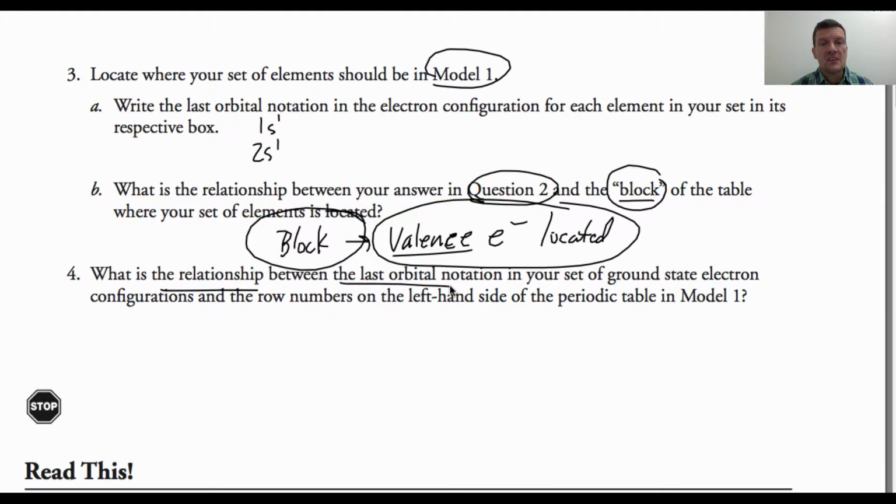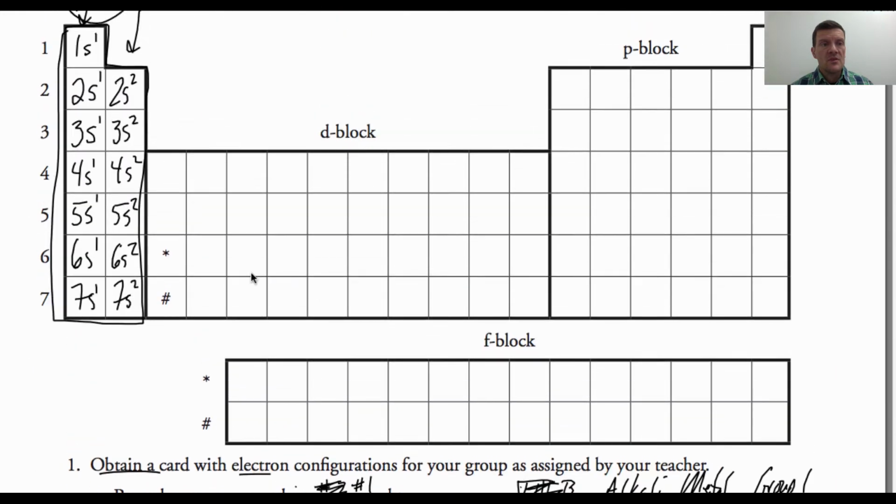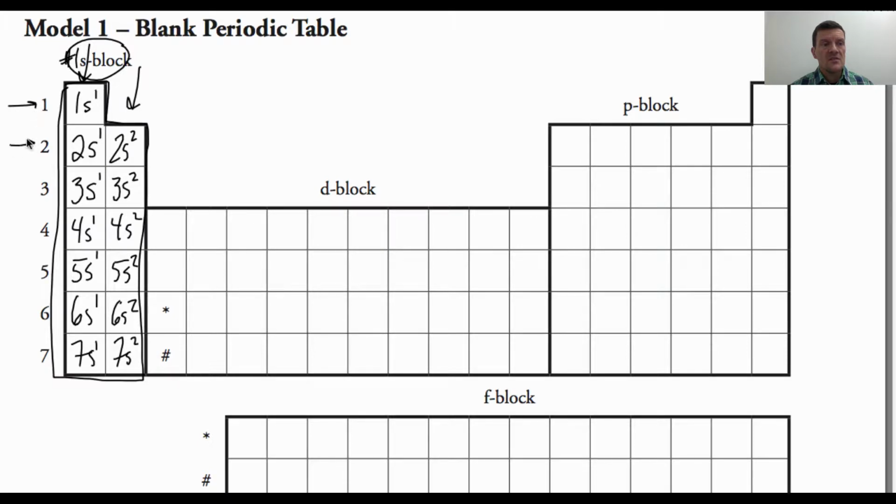What is the relationship between the last orbital notation in your set of ground state electron configurations and the row number on the left-hand side of the periodic table? So if we look here, this is your row number, 1, 2, 3, 4. Well, this large number, that coefficient there, is telling us the energy level. So the row number and the energy level are giving us the same number, at least for the s block.